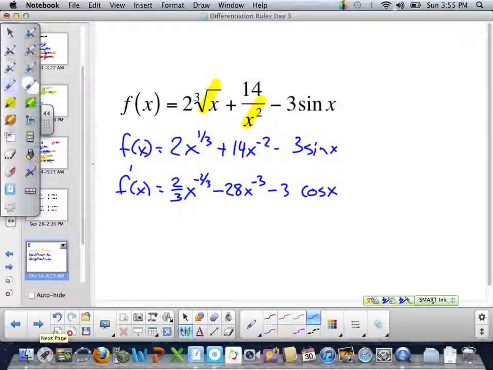So f(x) equals 2 cube root of x plus 14 over x squared minus 3 sine x. And the derivative of that is 2/3 x to the negative 2/3 minus 28x to the negative 3 minus 3 cosine of x. If you would like, you can leave it like that. Otherwise, you can rewrite it in radical and fractional form, but it's not necessary.